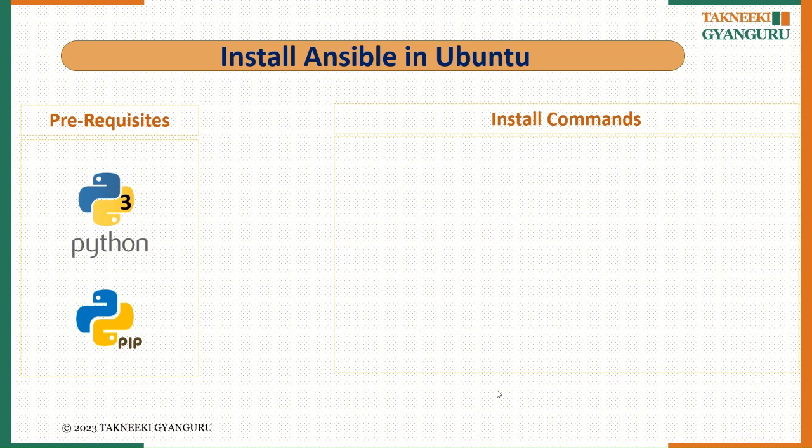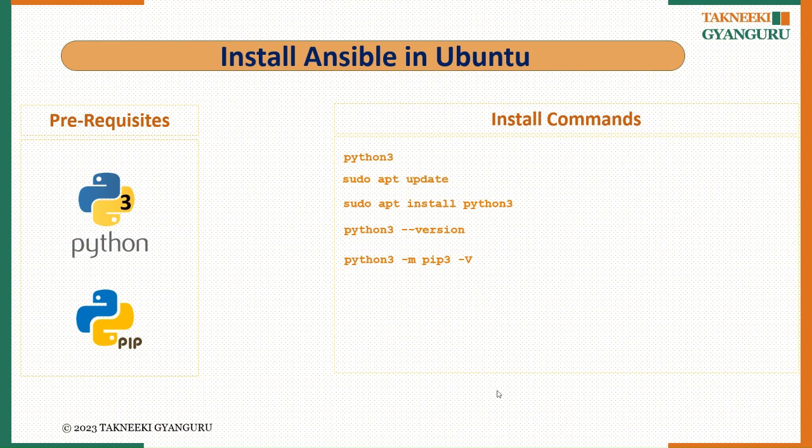So let's go through it one command at a time. First of all, we'll check whether Python 3 is installed or not. If it is not installed, then we will run sudo apt update to update the system. Then we will run the command sudo apt install python3. That will install Python 3, and then we'll check that Python 3 is installed, and after that we will check whether pip3 is installed or not.